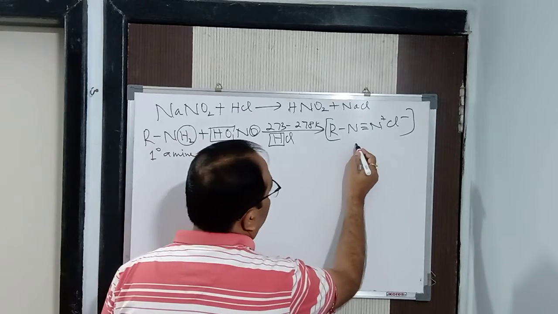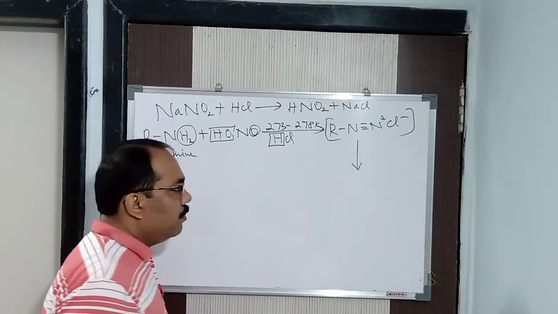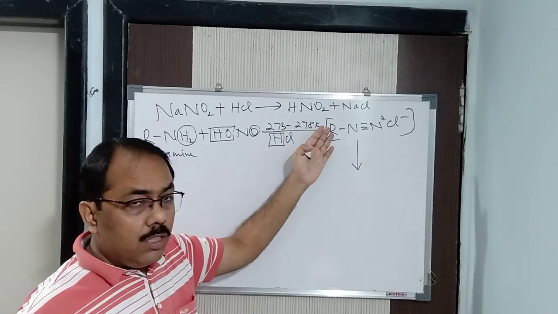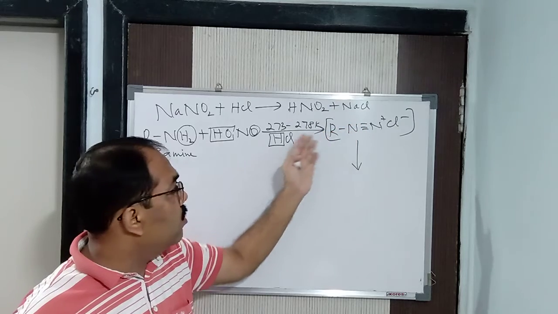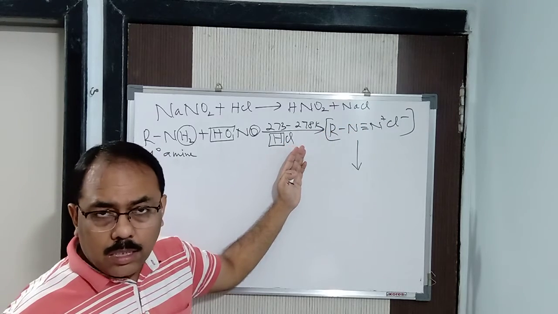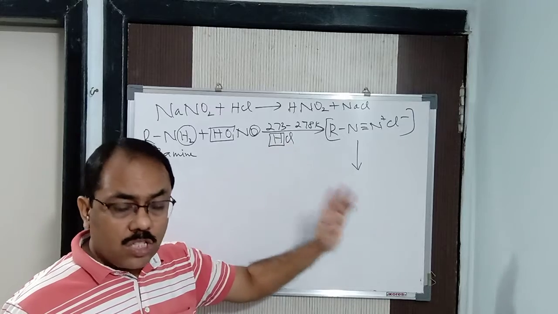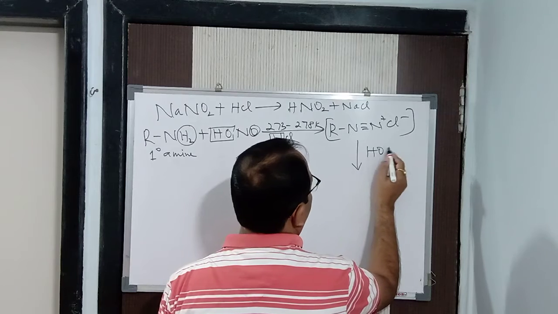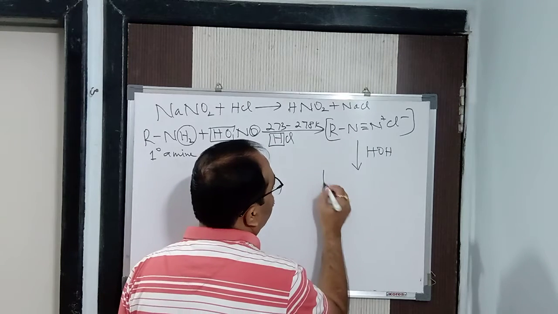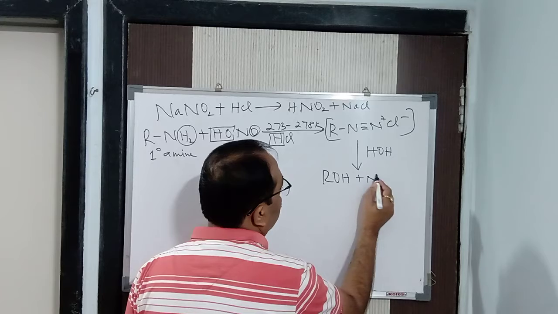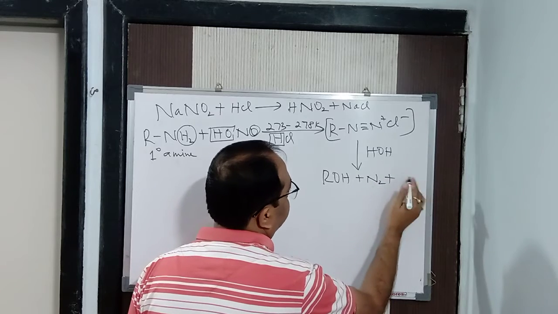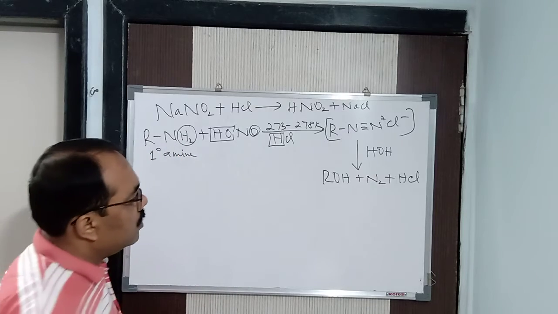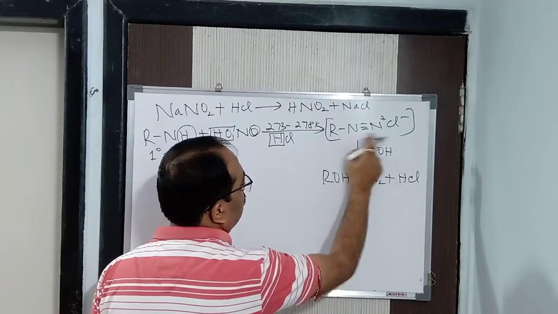Now this diazonium salt which is being formed, the process is called diazotization. The conditions which I have given to get the diazonium salt are known as diazotization. Now this further reacts with water, and it is going to form ROH plus nitrogen plus HCl.